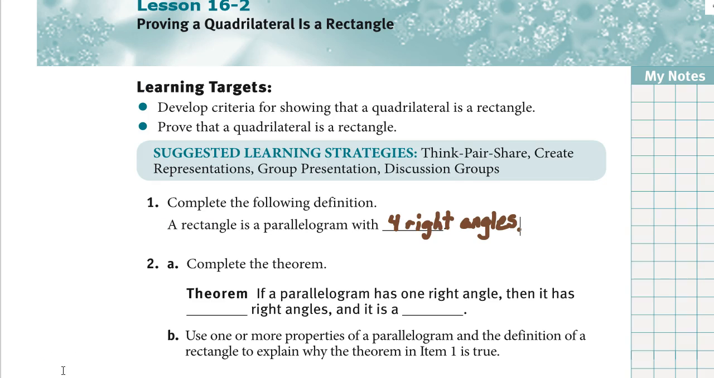Next, let's complete a theorem about this. If a parallelogram has 1 right angle, then it has blank right angles, and it is a blank. Let's fill these in. If we know that a parallelogram has 1 90-degree angle, then that is enough information to know that all of them are right angles. And so right in here, we're going to fill in 4. And we would know that this is a rectangle.